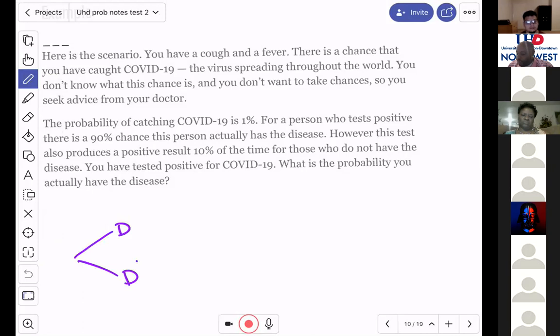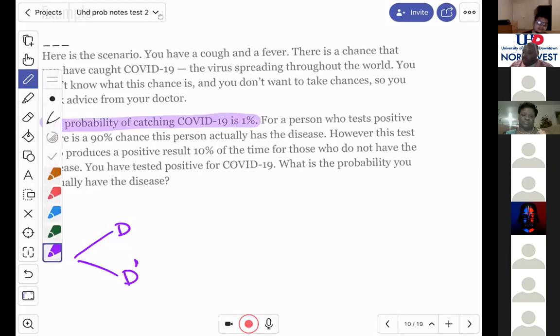D prime. What does D stand for? Disease. What does D prime stand for? Not having the disease. What percentage of people have the disease? 1%. 1% of people have the disease.